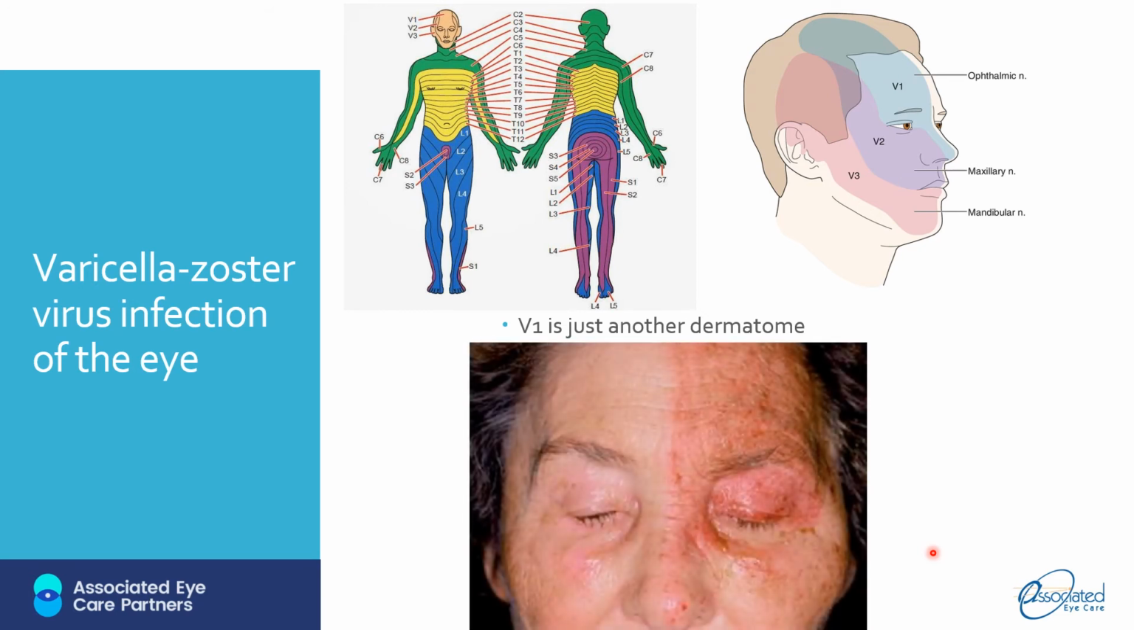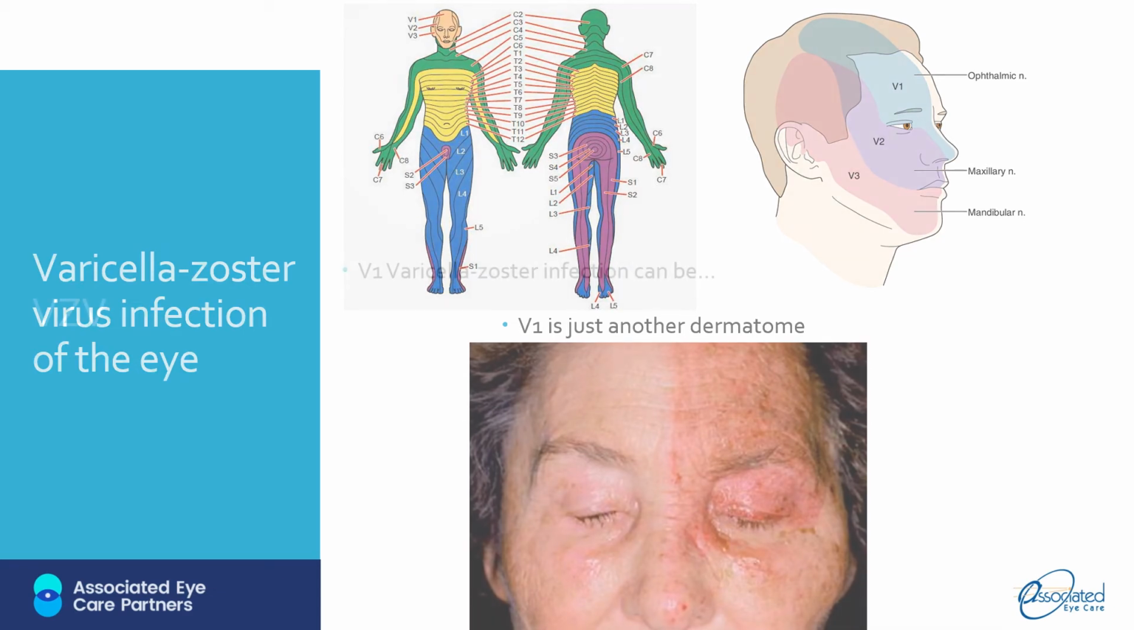So here's a picture of somebody with a V1 distribution of shingles. We don't know if it involves the eye or not, but this classic one side of the face, perfectly delineated, exactly lines up with this V1 distribution here. So this is somebody who has a V1 distribution of shingles. Do they have ocular shingles? I don't know, their eyes are closed, but they at least have a V1 distribution of shingles.